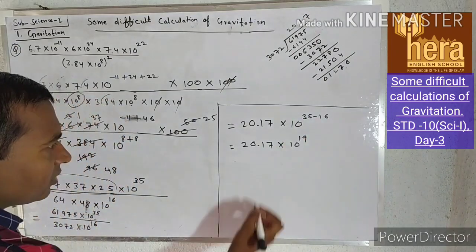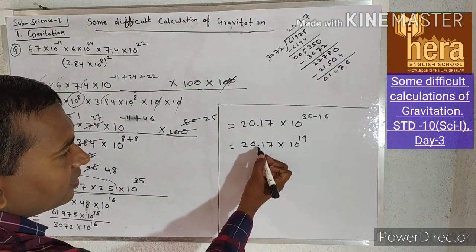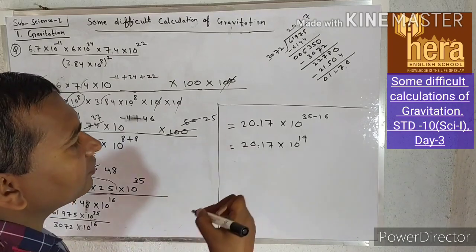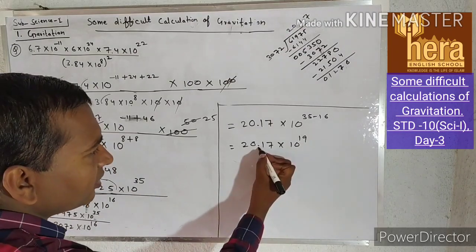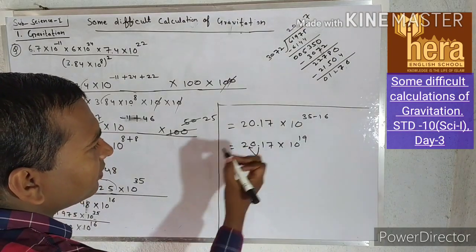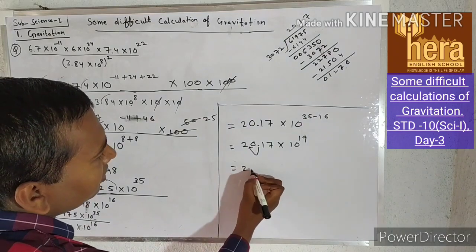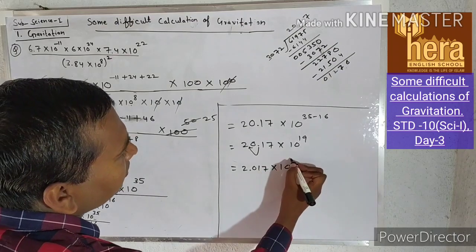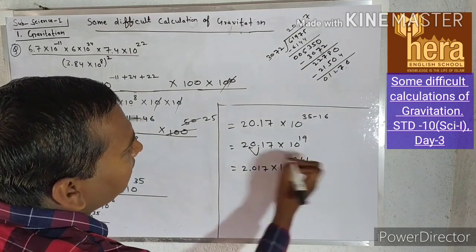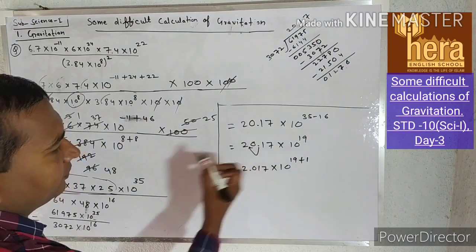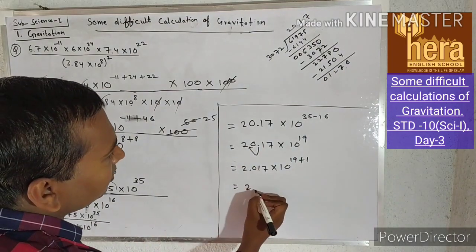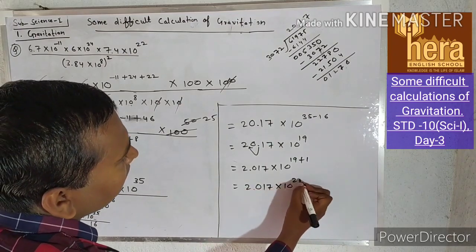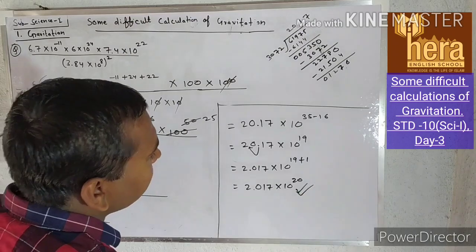19. So this is not in scientific notation. The decimal is here. In the previous lecture I told you how to convert a number into scientific notation. So you have to shift this decimal here. So this will be equal to 2.017 into 10 raised to 19 plus 1, since you have shifted one digit. So this will be equal to 2.017 into 10 raised to 20. Now this is in scientific notation.